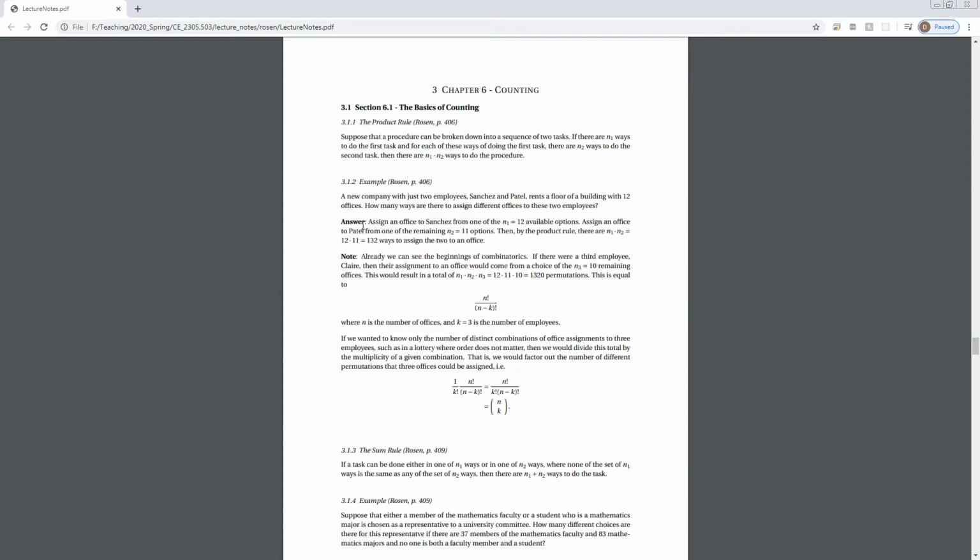And so as you can see, the answer is very straightforward. There's n1 ways, where n1 is 12 for Sanchez to choose, and n2 ways, where n2 is 11 for Patel to choose his office. And so there's n1 times n2, or 12 times 11, or 132 ways to assign the two of them to an office. And we can see how we can construct a little bit more.